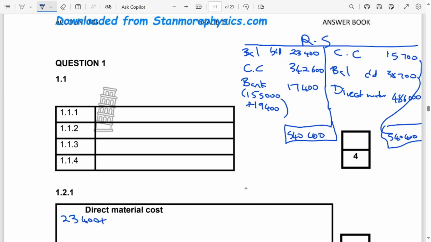23,400 plus raw material that we bought 342,600, plus 155,000, plus 19,400, then I'm going to subtract the whole credit side, minus 15,700, minus 38,700. That is going to be 486,000.